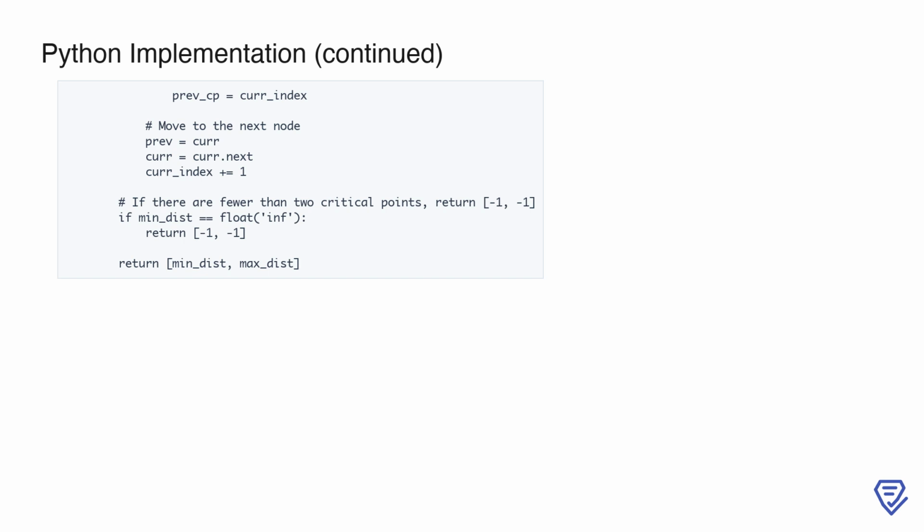After the loop, we handle the edge case where fewer than 2 critical points were found. In such scenarios, since we cannot calculate any meaningful distances, we return a result of -1, -1. If there are at least 2 critical points, we return the calculated min_dist and max_dist as a list. This ensures that our solution handles all edge cases and provides the correct output for valid inputs.